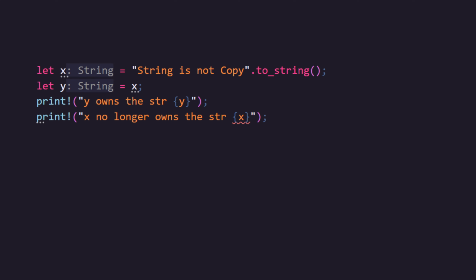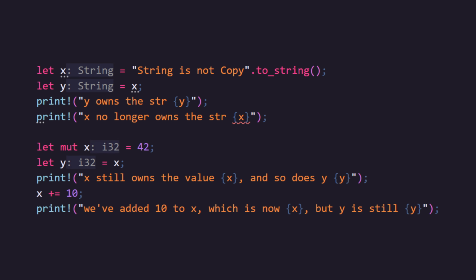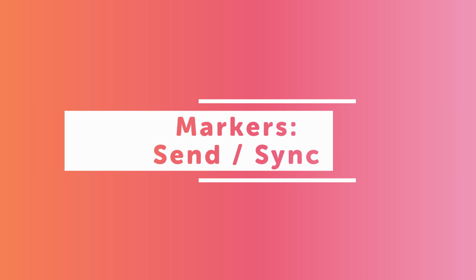Unlike normal, when you reassign a variable or pass it into a function, if the data in the variable has the copy trait, the value is copied instead of moved. This means that you can still use the original variable after that's happened. So ordinarily we can't do something like this, you'll get a compile time error. However, for types that do implement copy, that code does work thanks to copy semantics.